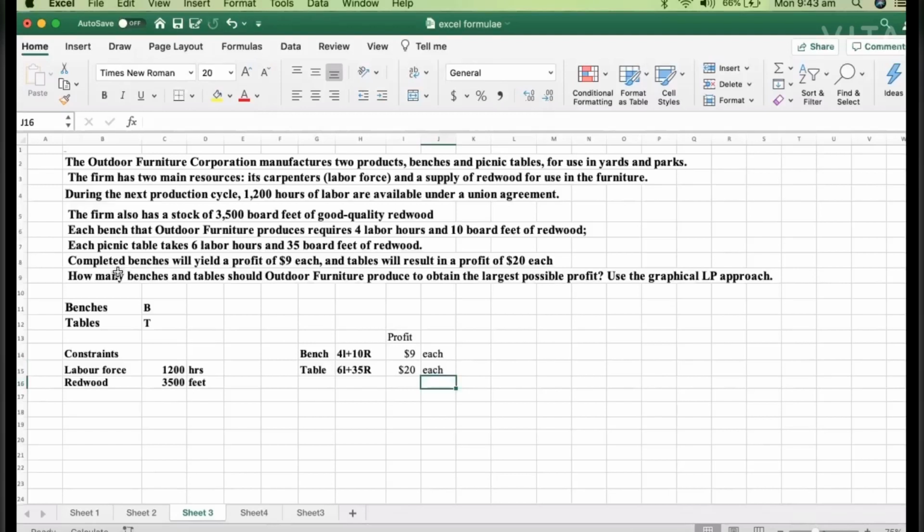Furthermore, how many benches and tables should outdoor furniture produce in order to obtain the largest maximum possible profit? So we have to find out this one and this one. So our focus will be on both.